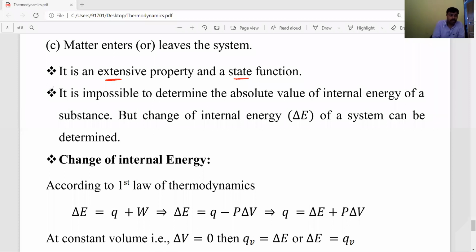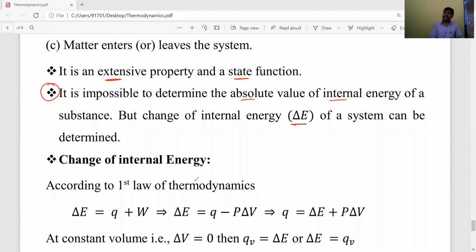Now the main important point: the exact or absolute values of internal energy, enthalpy, entropy, and Gibbs energy we cannot calculate, but the change in internal energy, delta E, delta H, delta S, delta G, we can calculate in a system. So it is impossible to determine the absolute value of the internal energy of a substance or system, but the change in internal energy, delta E, can be determined.